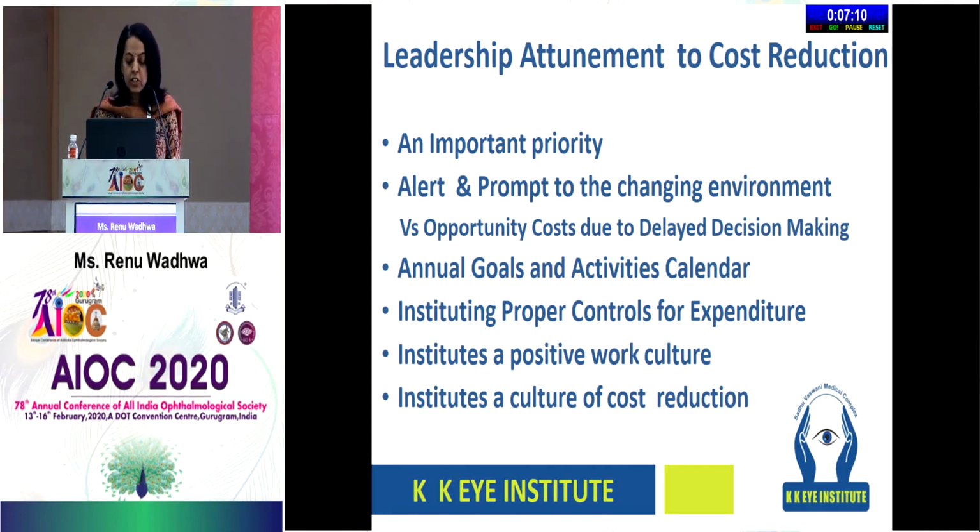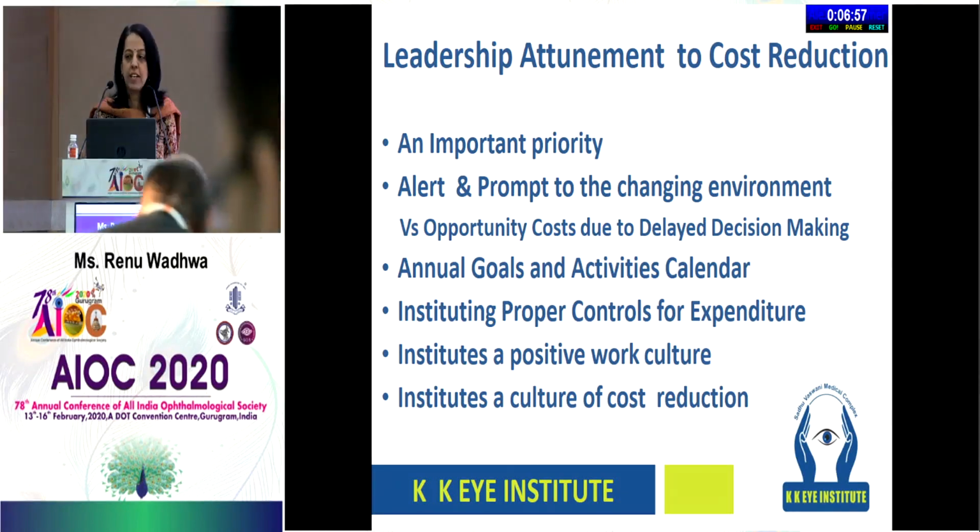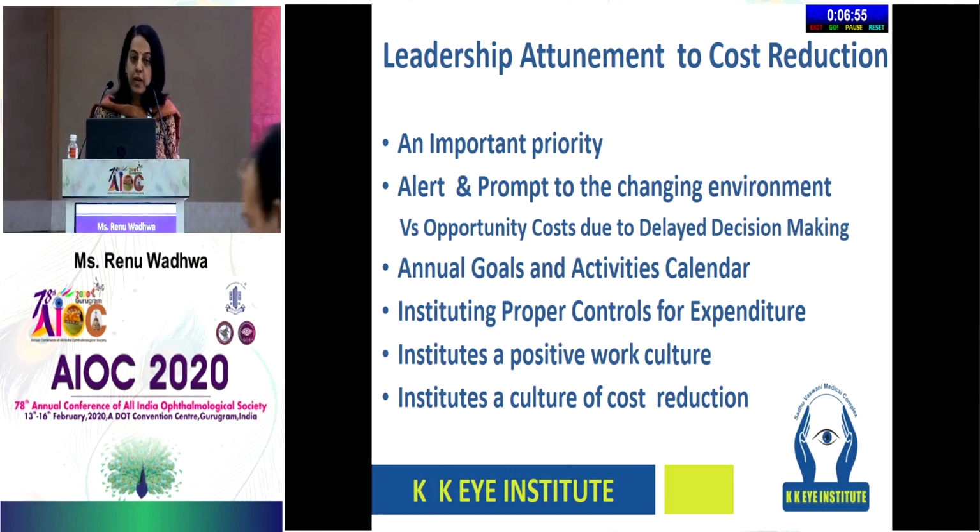Instituting a culture of cost reduction. So many times, we are not aware of the realities of expenses. Like just last week, I asked a manager, what do you think is the electricity bill? And she simply said 25,000 rupees per month. So 25,000 rupees per month for a 40,000 square foot of space was a gross mismatch. So you need to make your staff alert and aware of the realities of the expenses.